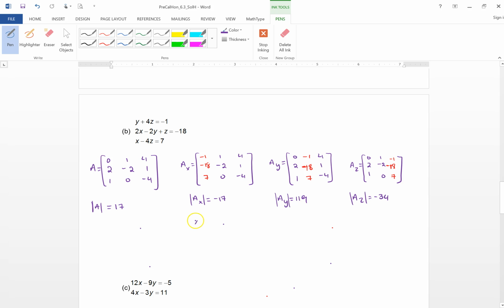Yes. Okay, so X is negative 17 over 17, which is 1. Y is 119 over 17, which is 7. Z is negative 34 over 17, which is negative 2. So I got 1, 7, negative 2. That's my answer.